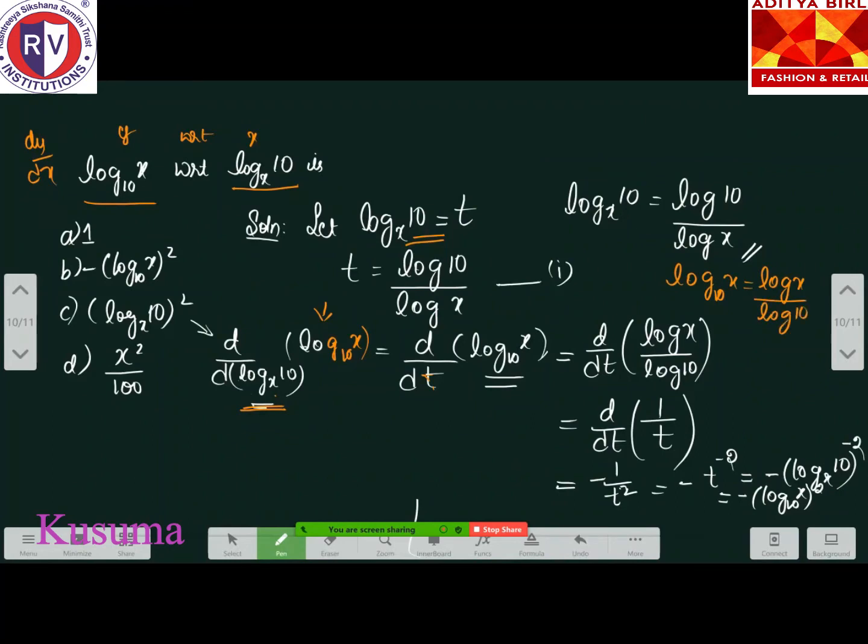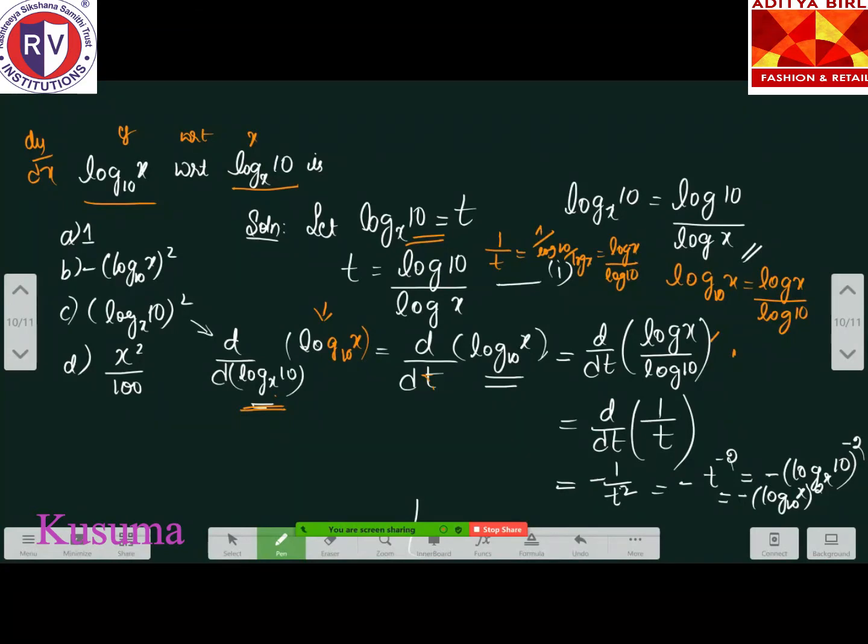Okay, now this term can be written as 1 by t. How? We have t is equal to log 10 by log x. So from this, what will be 1 by t? 1 by log 10 by log x, which is log x by log 10. That is what we have here, log x by log 10. Now this can be written as 1 by t.